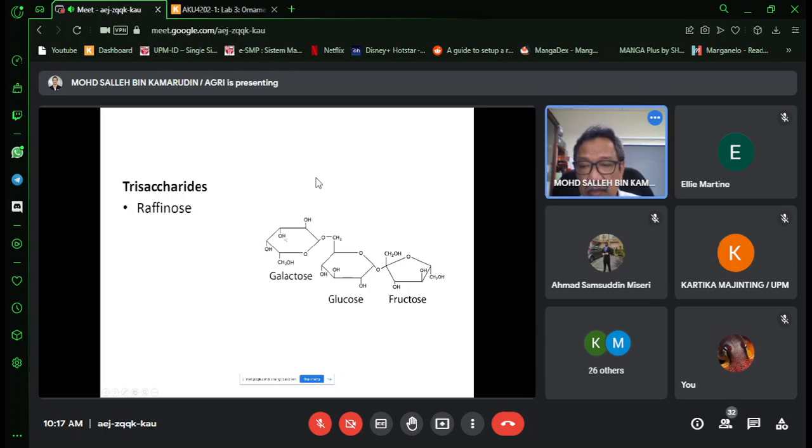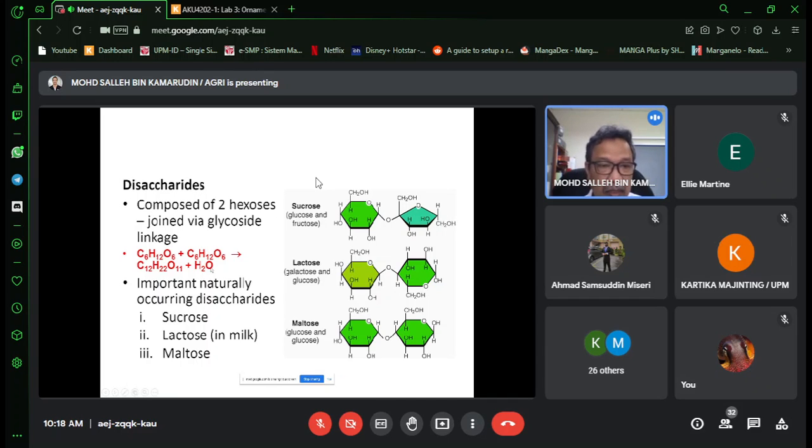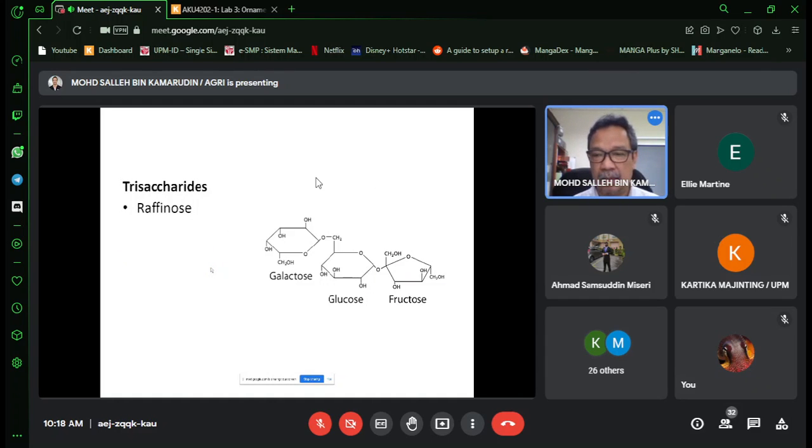Usually when they join together is in this what do you call it? Still the peptide bonds. What do you call it? Apa tadi bond? Lupa saya dah. Glycoside bond, yeah. Alright, the oxygen dekat sini. Alright.